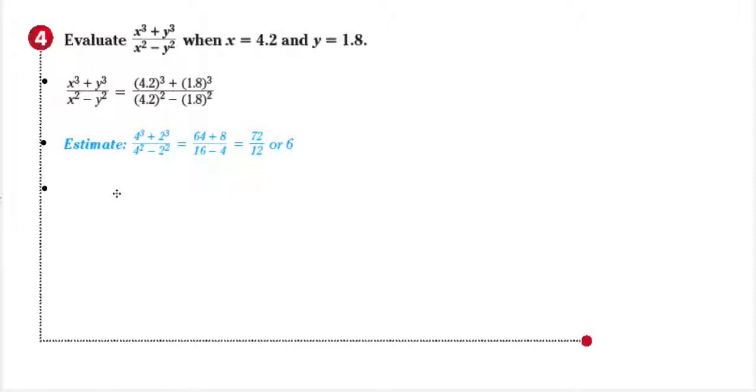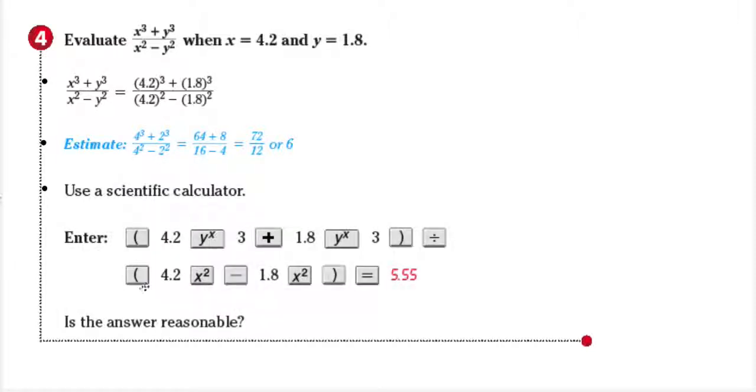Since we are lazy, we use a scientific calculator to figure this out. Punch in the parentheses button, 4.2, and then the y to the x button, and then 3, the addition button, 1.8, y to the x button, 3, close parentheses. This one will indicate your fraction bar. The parentheses, basically in the calculator, ensure your grouping. If you don't put the parentheses, it will not follow the order of operations. And the same thing in the bottom, put parentheses on the other end, and then press the equal sign, and you end up with 5.5.